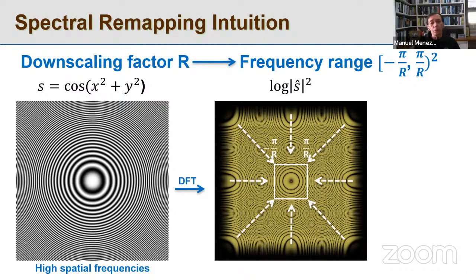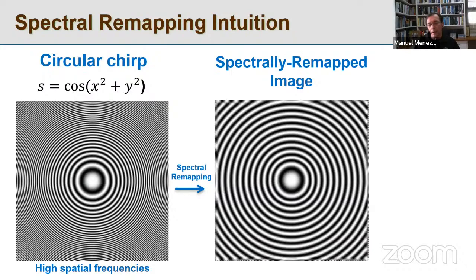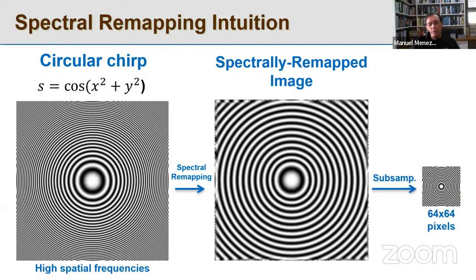For convenience, we'll be replacing the square with a circle, and we refer to it as the spectral circle. Once we have frequencies inside the circle, we can reconstruct an image with the same resolution as the original one, and we call this a spectrally mapped image. You can note that frequencies do not keep increasing indefinitely. They have a maximum frequency and they are repeated from some point on. But as we directly apply subsampling to it, we get a result that is a much better representation compared to the previous ones for the original circular chirp.